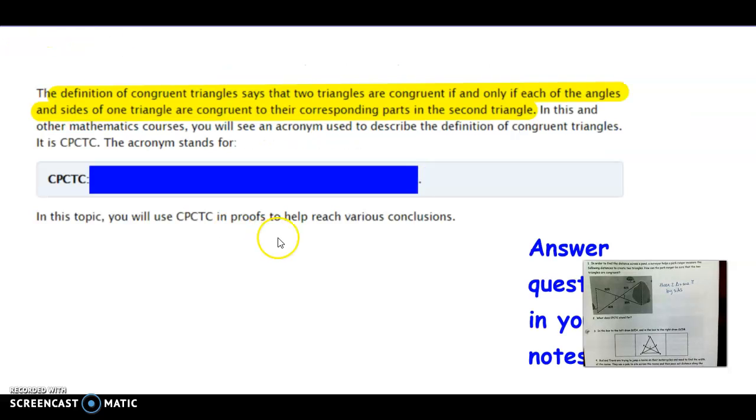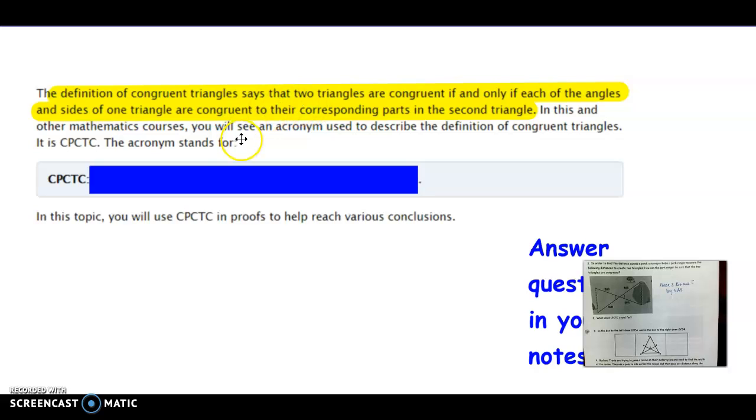So here comes our mysterious abbreviation, CPCTC. So if you'll remember our definition of congruent triangles back in topic 9, it said that two triangles are congruent if and only if each of the angles and sides of one triangle are congruent to their corresponding parts in the second triangle. And remember that's 6 parts, 3 congruent side pairs, 3 congruent angle pairs.